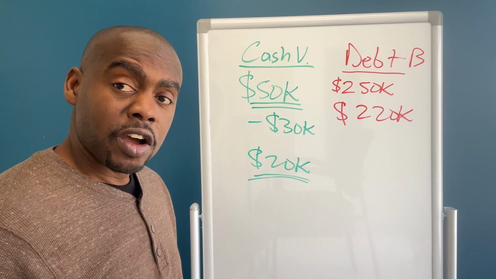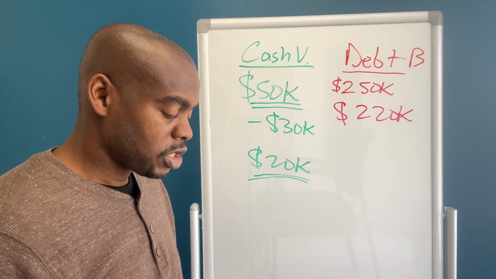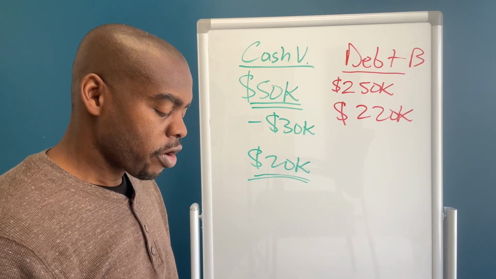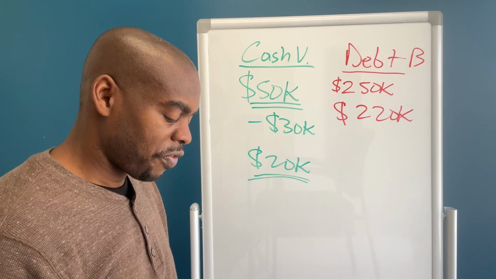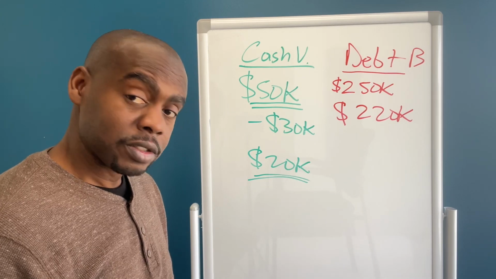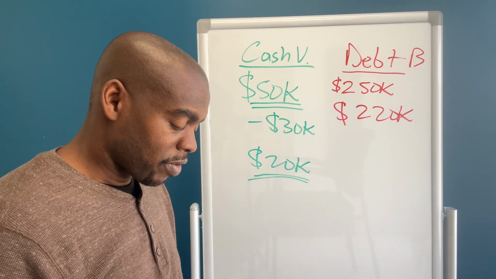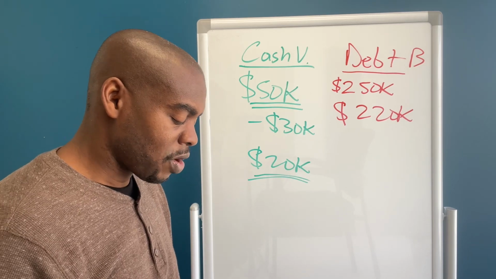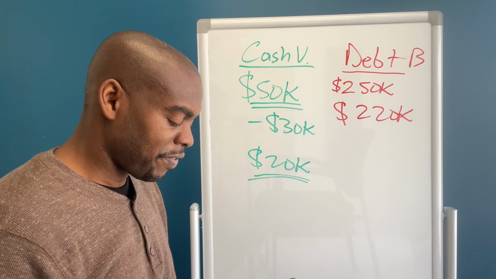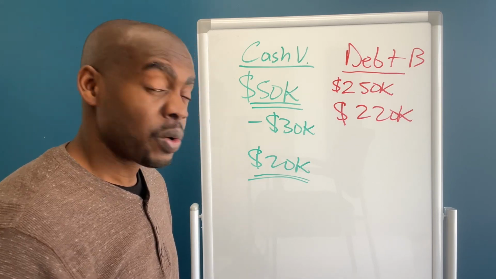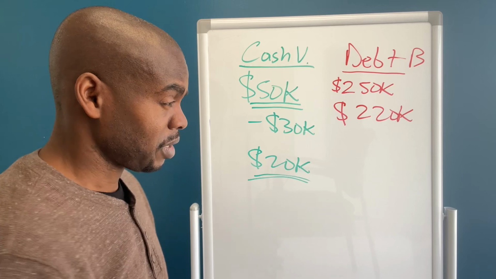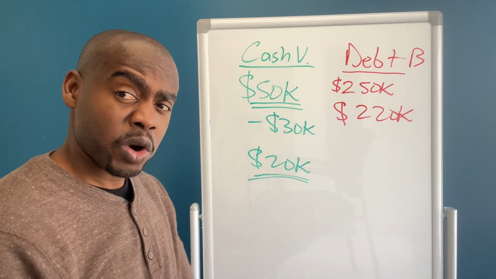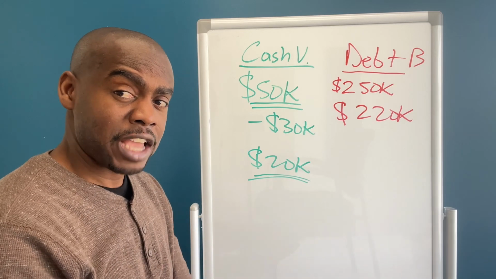The definition of collateral is something pledged as security for repayment of a loan, to be forfeited in the event of default. So I repeat that. Collateral: something pledged as security for repayment of a loan, to be forfeited in the event of a default. So again, in other words, if you don't pay the loan back, we're going to use this asset of yours as repayment.